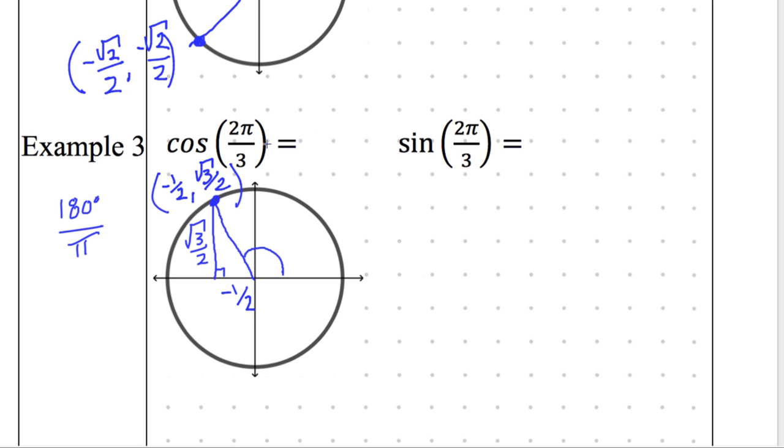Beautiful. So therefore, cosine of 2 pi over 3 is? Negative 1 over 2. And sine of 2 pi over 3 is? Positive square root of 3 over 2. There it is. And that's all the examples we have. By the end of tonight's homework, we should just be able to say sine of 2 pi over 3. You might need to think about it for 60 seconds, but you should be able to do these in your head. That's what I'm hoping.